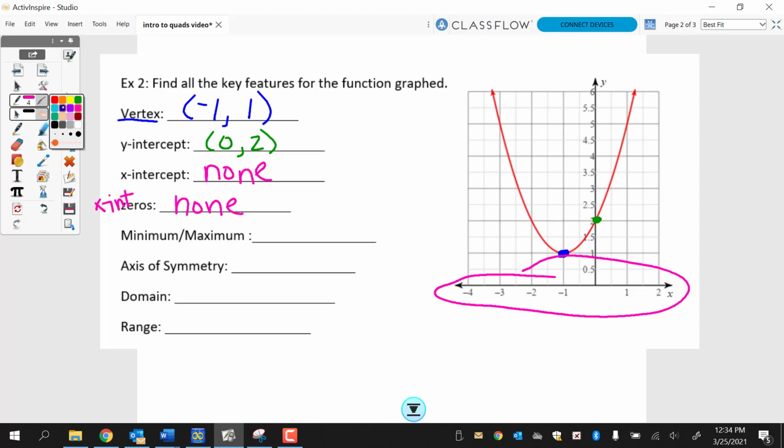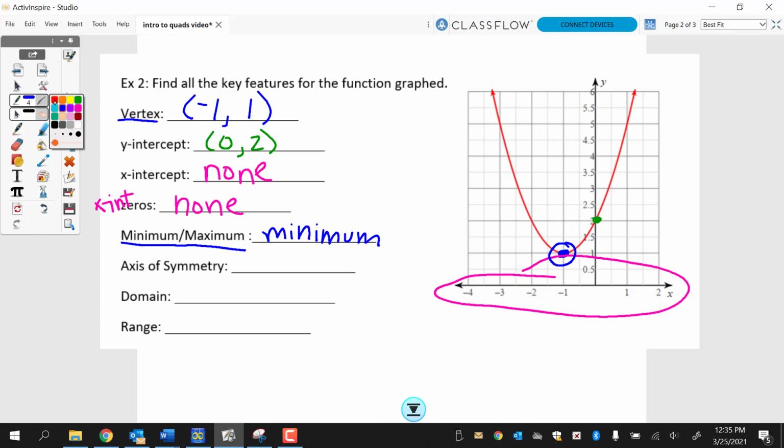Okay, next one is they want to know, is it a minimum or a maximum? Now they're talking about the vertex when they're talking about minimum or maximum. So my vertex was down here. Is that the lowest or the highest point? Well, this is at the bottom of the graph, so that means it's a minimum. Great.